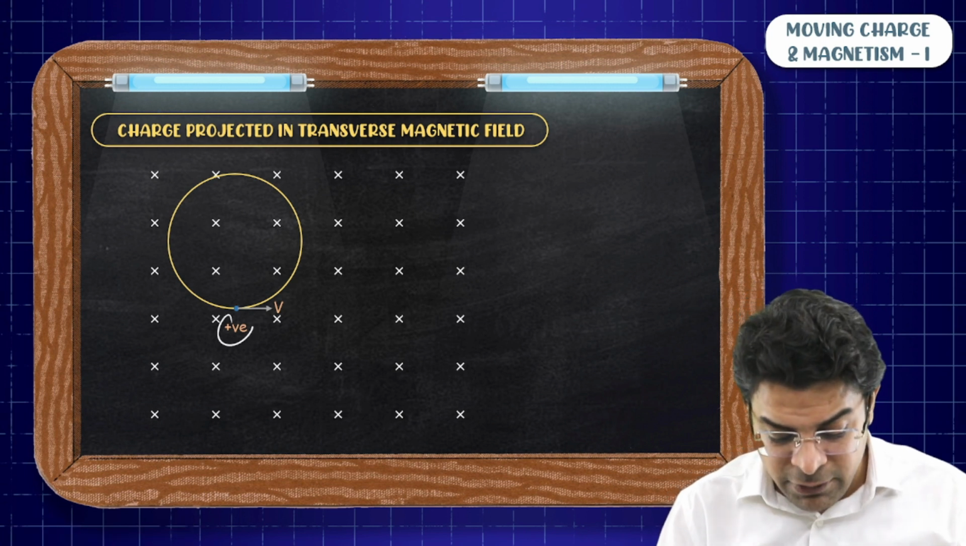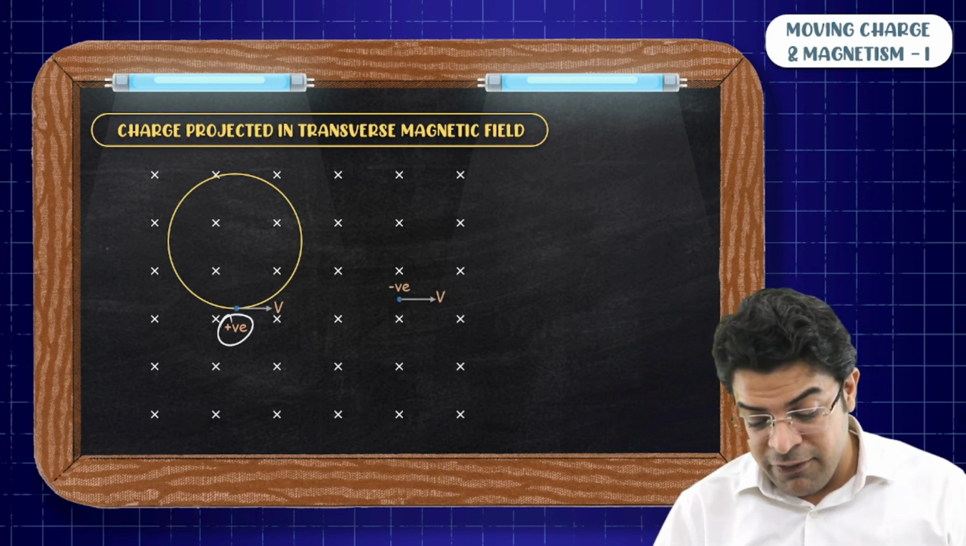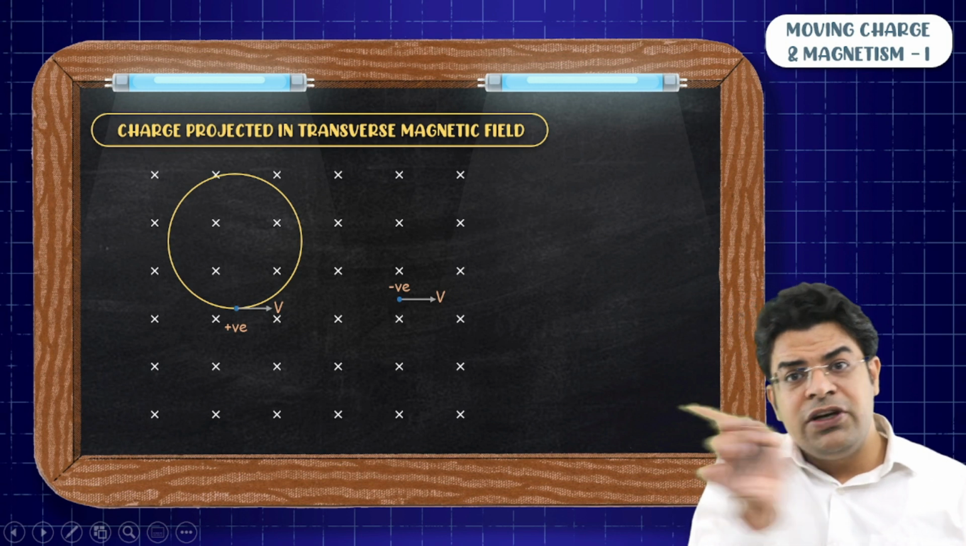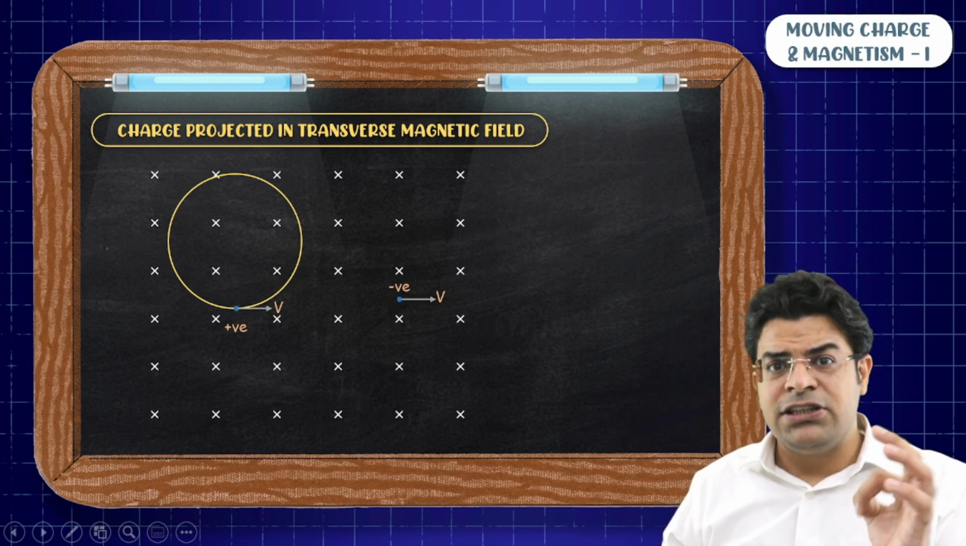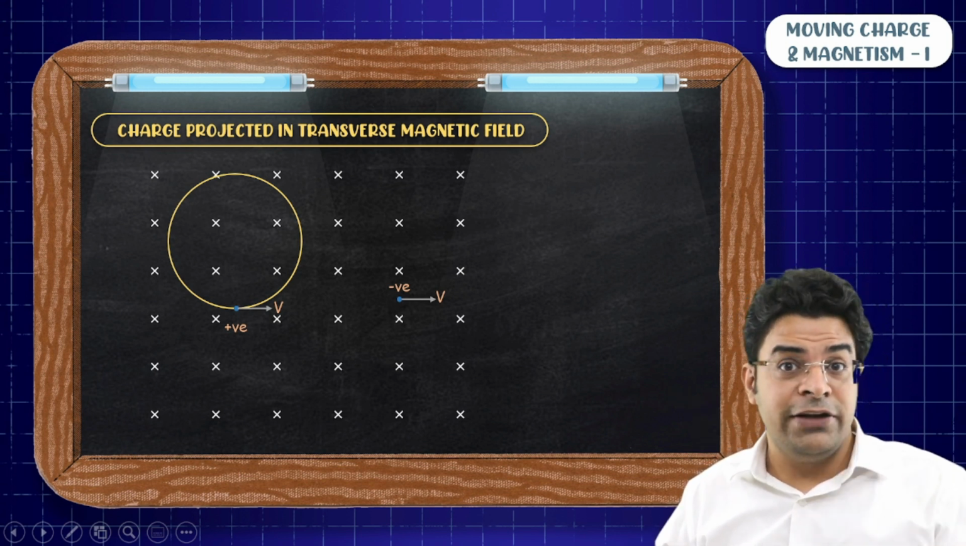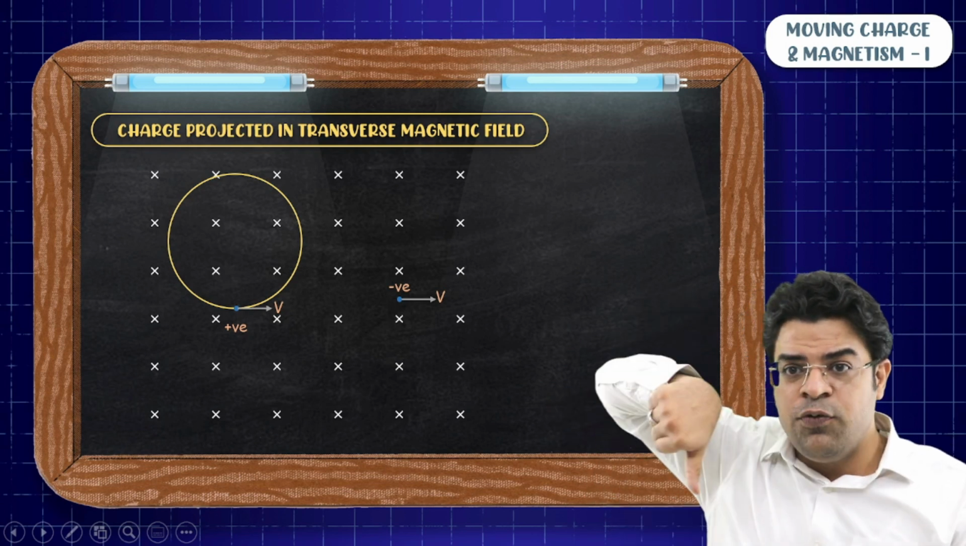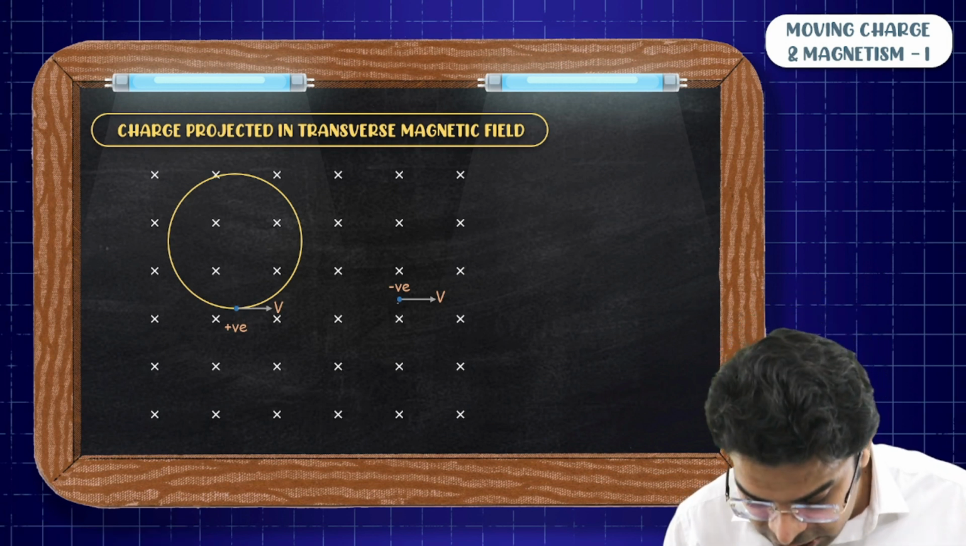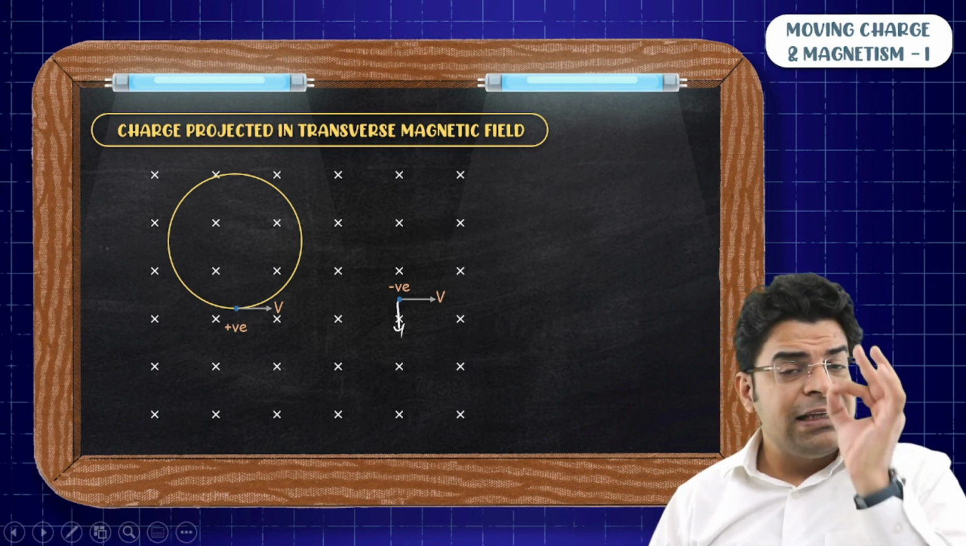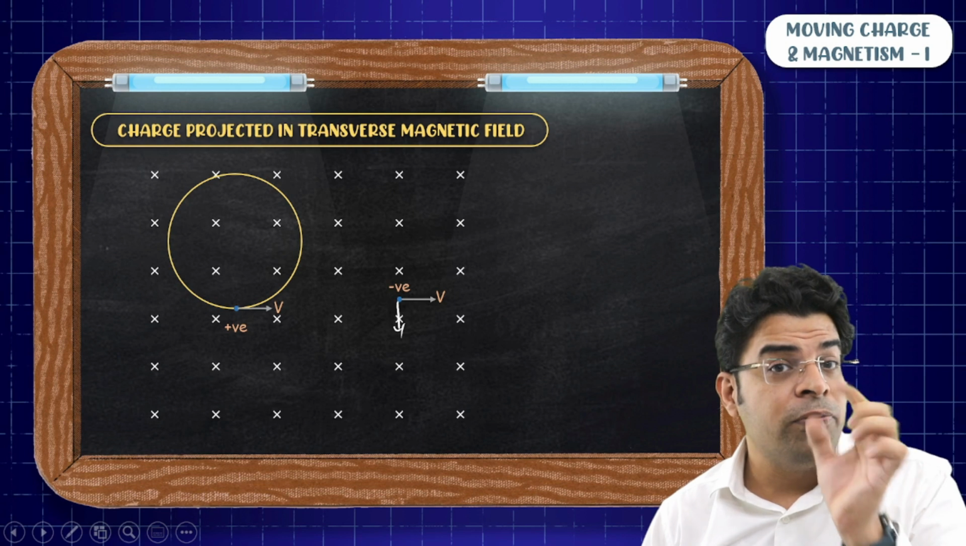Similarly, rather than a positive charge, let's say we have a negative charge with velocity v towards the right. In which direction will the magnetic force act on this negative charge? Sir, v cross B, but it's negative. So you need to flip the direction of the force. The force at this instant will be somewhere downward.